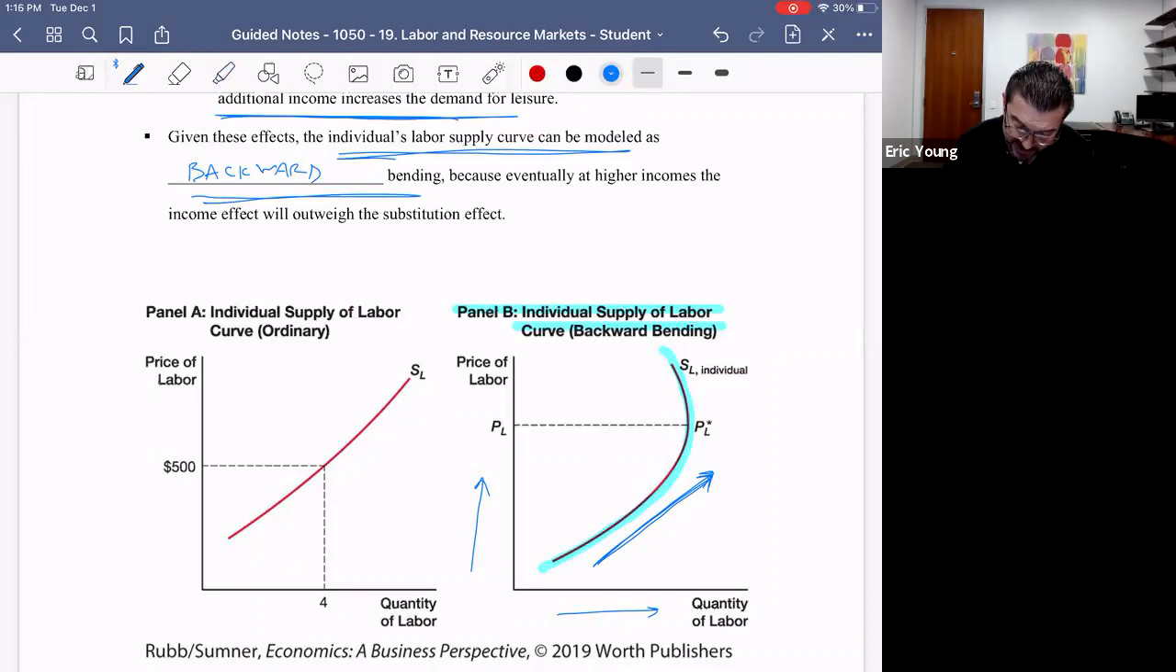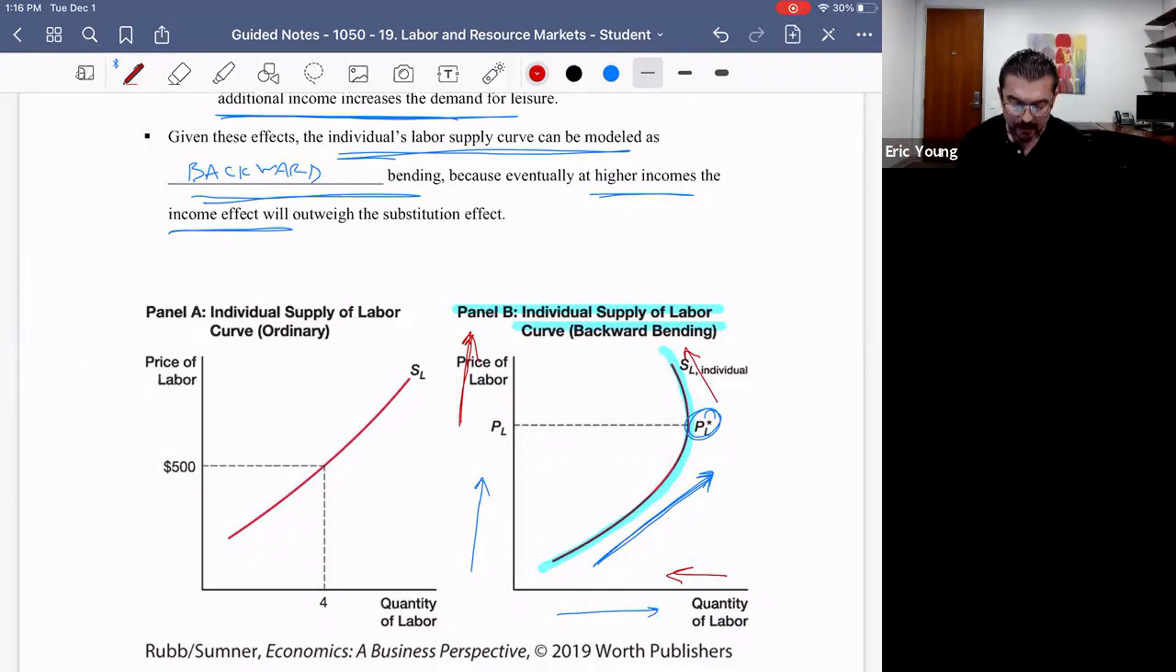But notice that at a certain point, which here arbitrarily is this, P star L, at higher incomes, the income effect kicks in. And we say, wow, let's move to red for just contrast. We say, whoa, now that I'm making even more money, I don't need to work as many hours. I can afford and demand more leisure. So at a certain point, as wages go up, people work a bit less, and the supply of labor, again, for the individual, bends backwards.